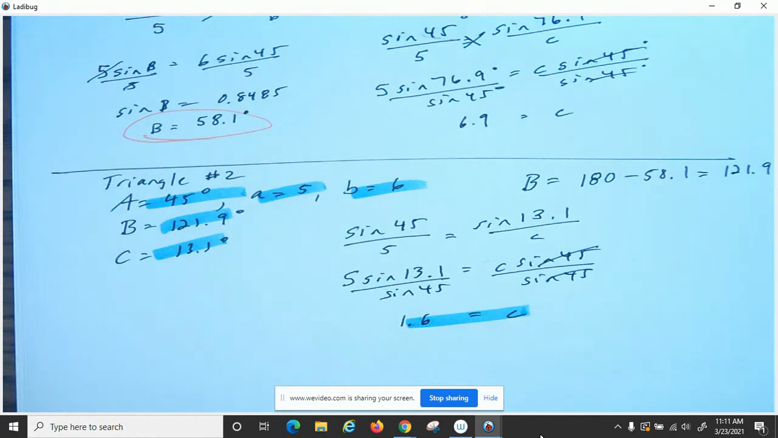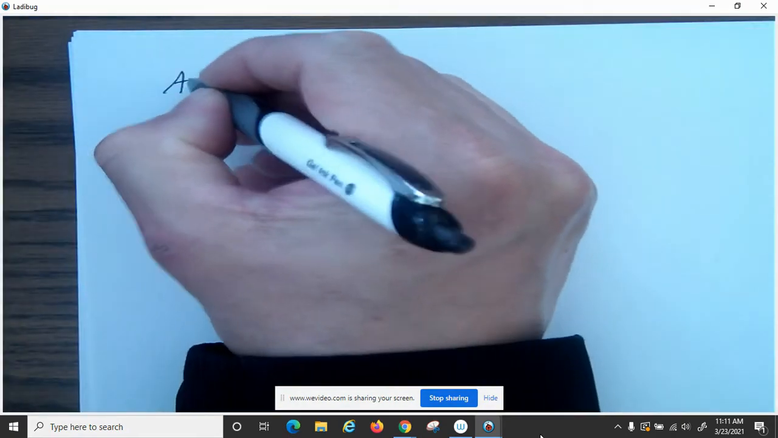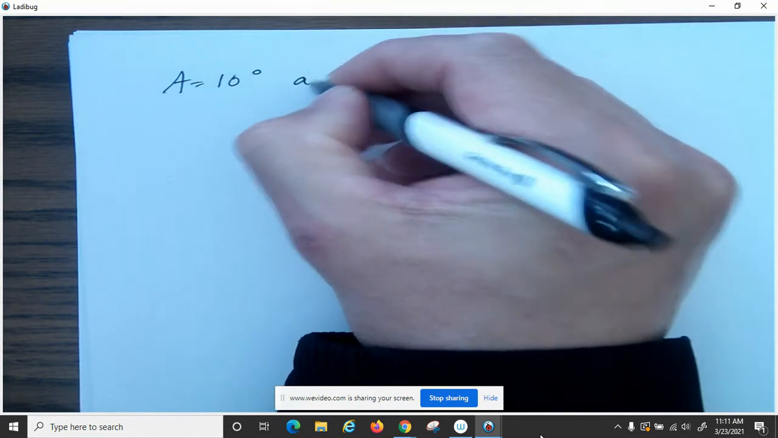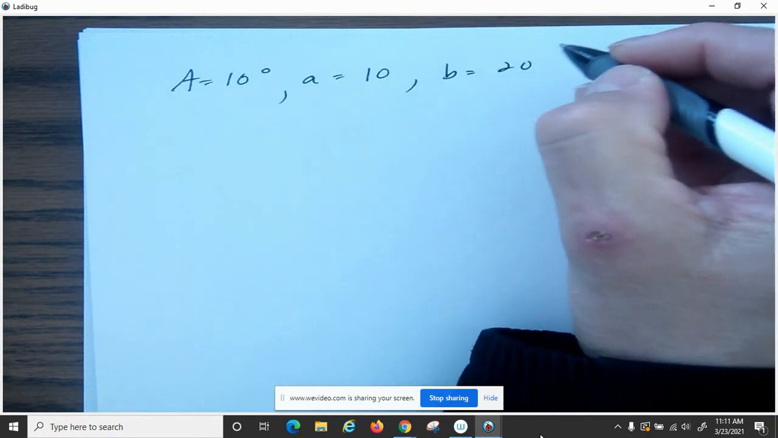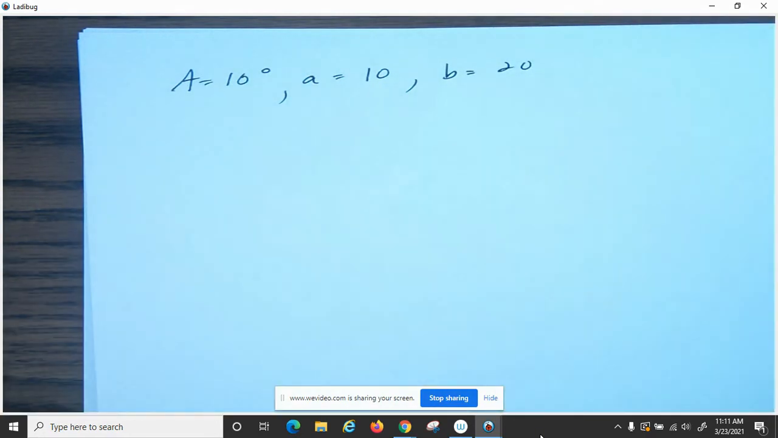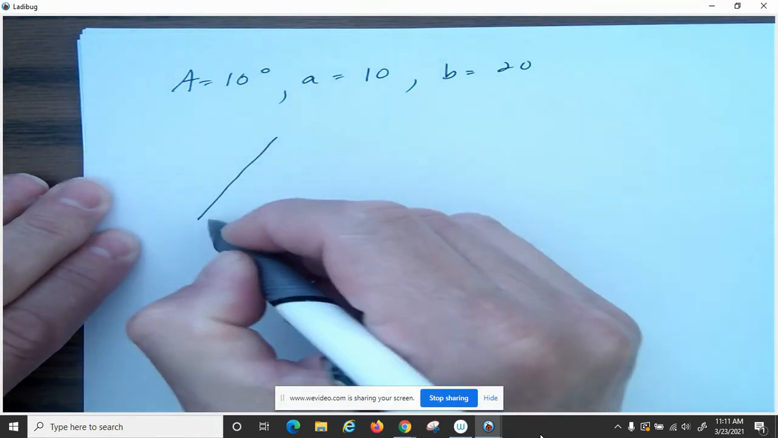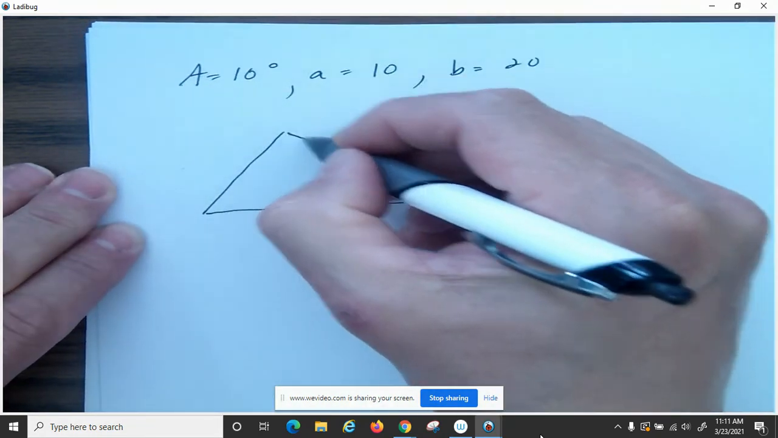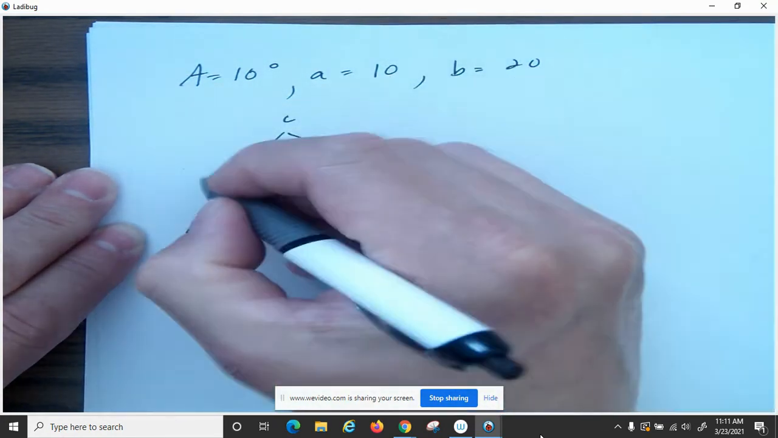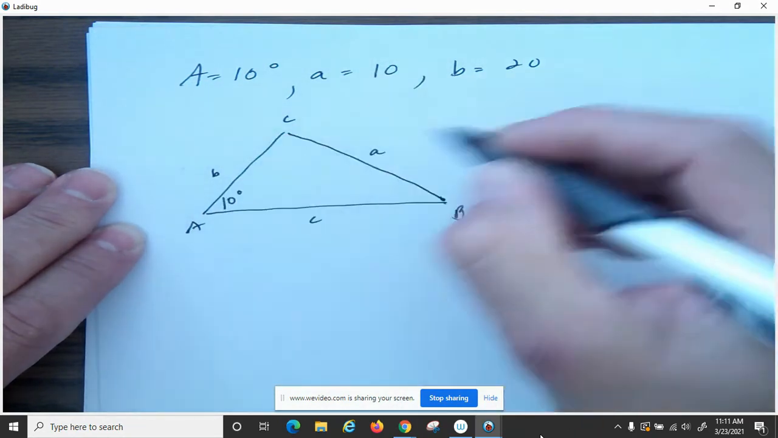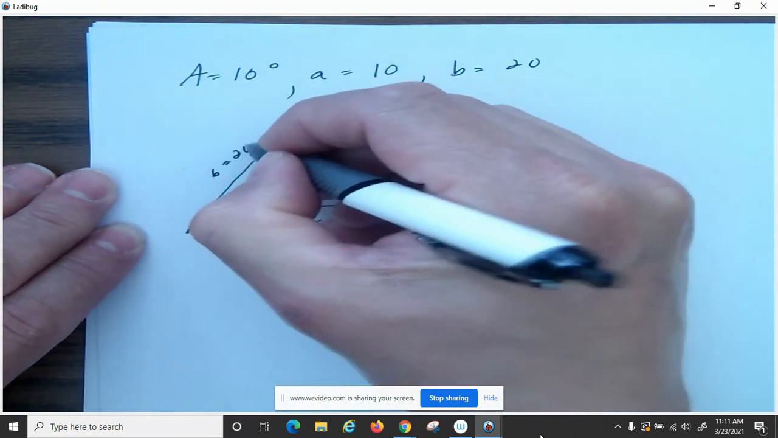And that was going to be where angle A is equal to 10 degrees, side A is equal to 10, and side B is equal to 20. All right, so again, I'll just draw a triangle out. And everything I do right now will be working with triangle number 1. All right, so this is 10 degrees. This is equal to 10 units. This is equal to 20 units.